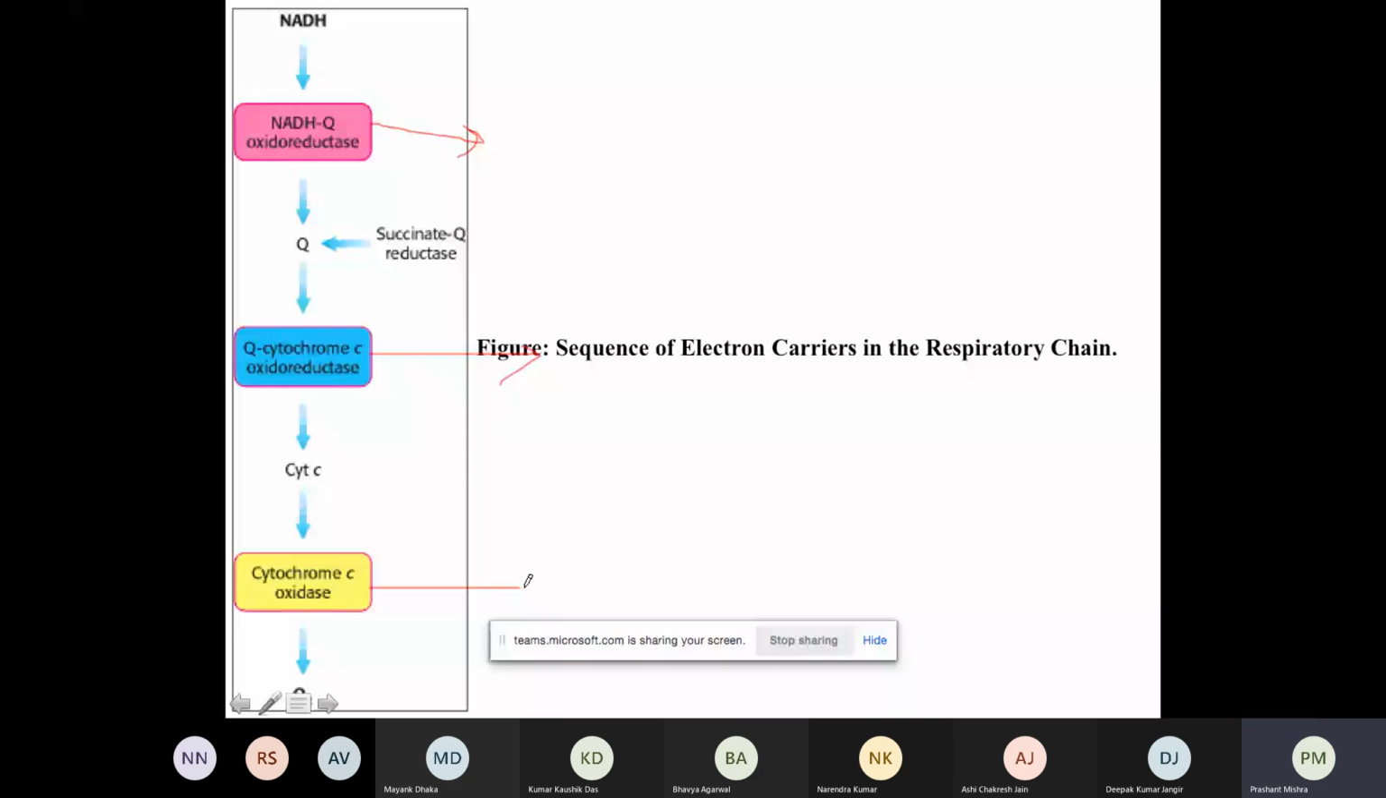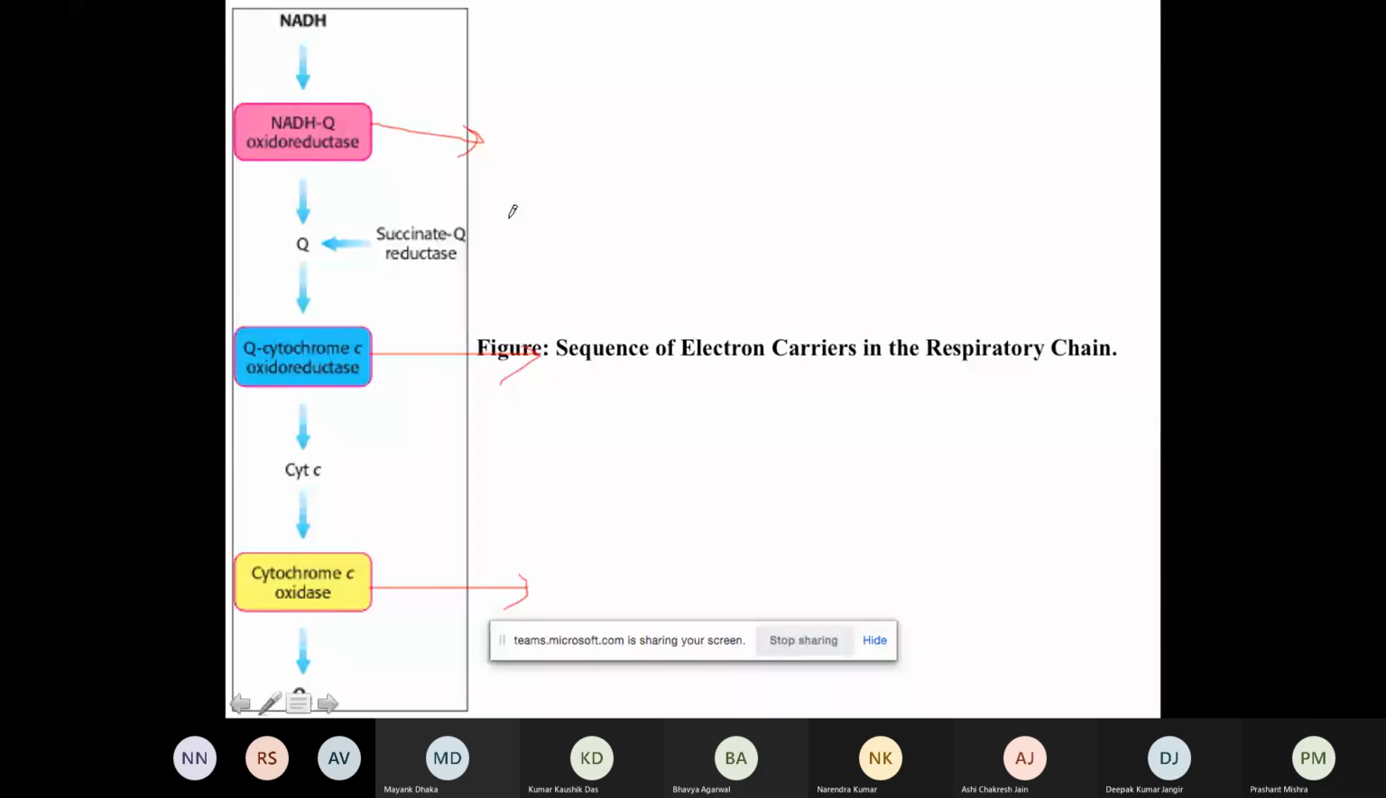And if I say that every time protons are being pumped out, one molecule of ATP is synthesized, then when NADH transfers the electron to molecular oxygen, there are three places where protons are being pumped out. So classically, it is assumed that when electron transfers from NADH to molecular oxygen, 3 ATP are produced.